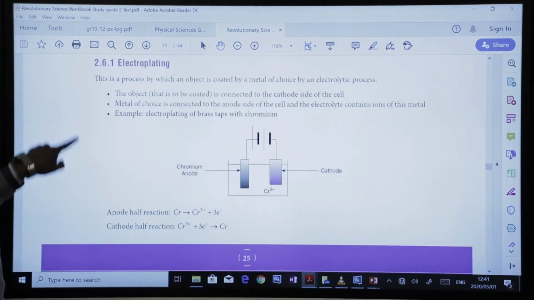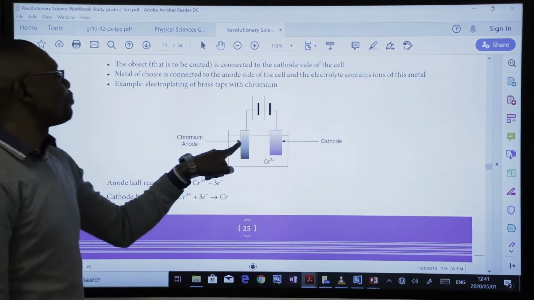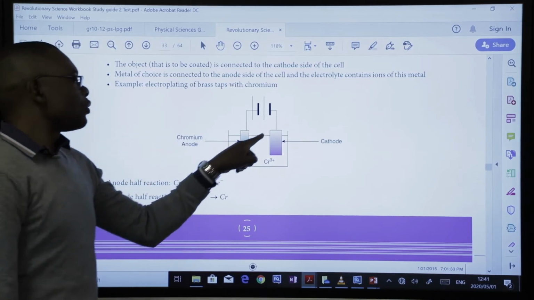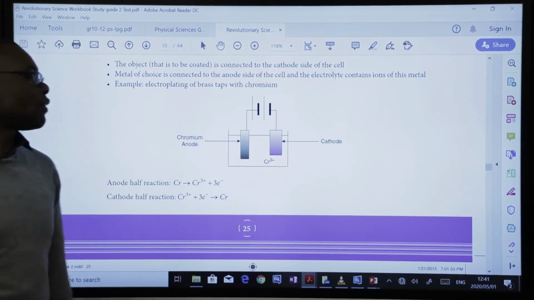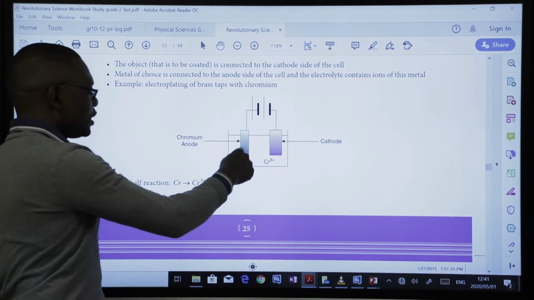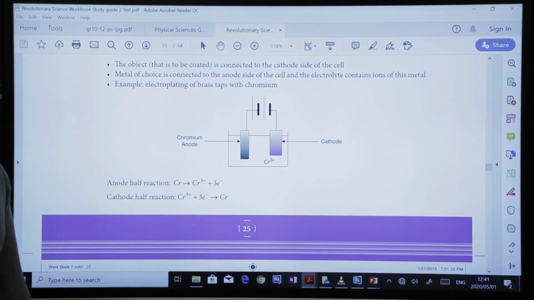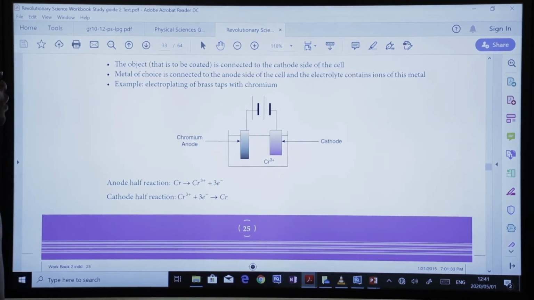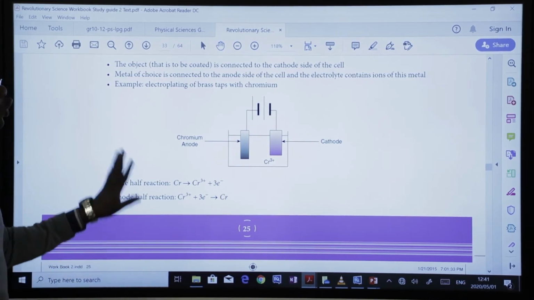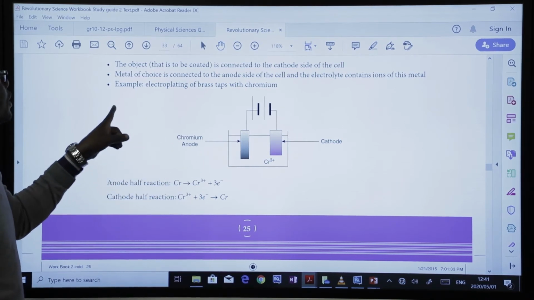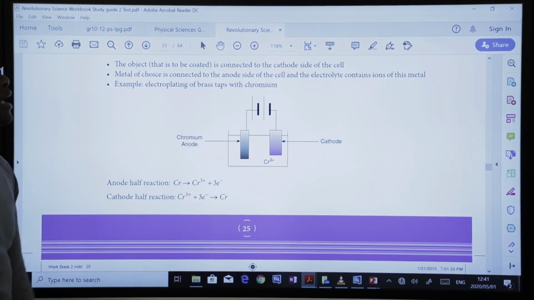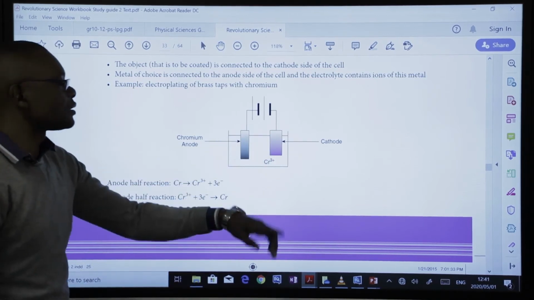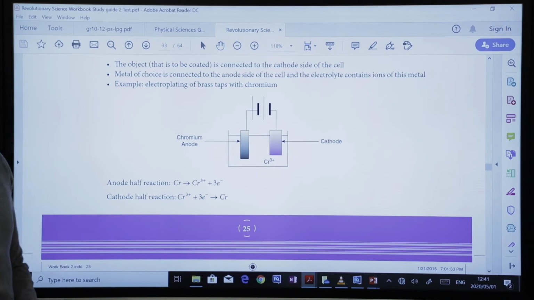So in this case, we have got this chromium anode, and we have got this material as a cathode, and in the solution we have chromium ions of 3+. So what exactly are we doing here? We are saying we are electroplating brass tapes with chromium. So this is brass. Brass, we know it's a mixture of copper and zinc.